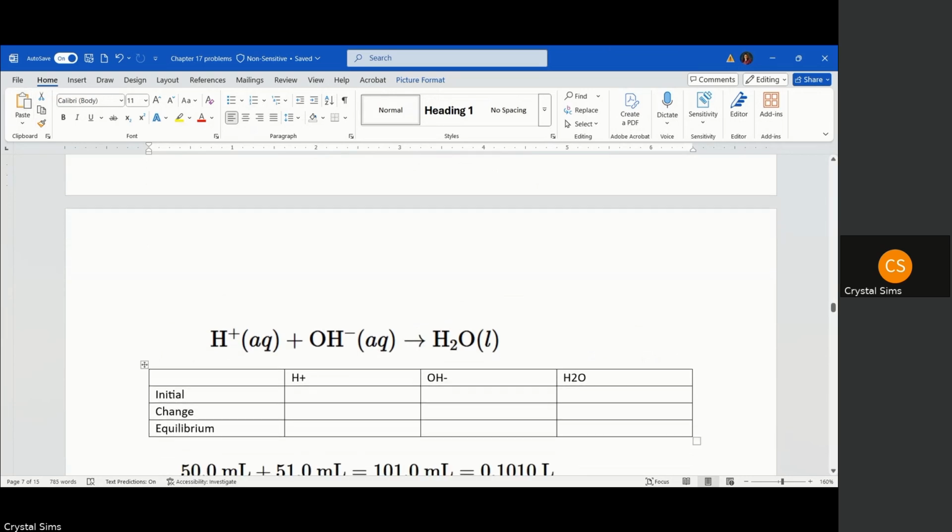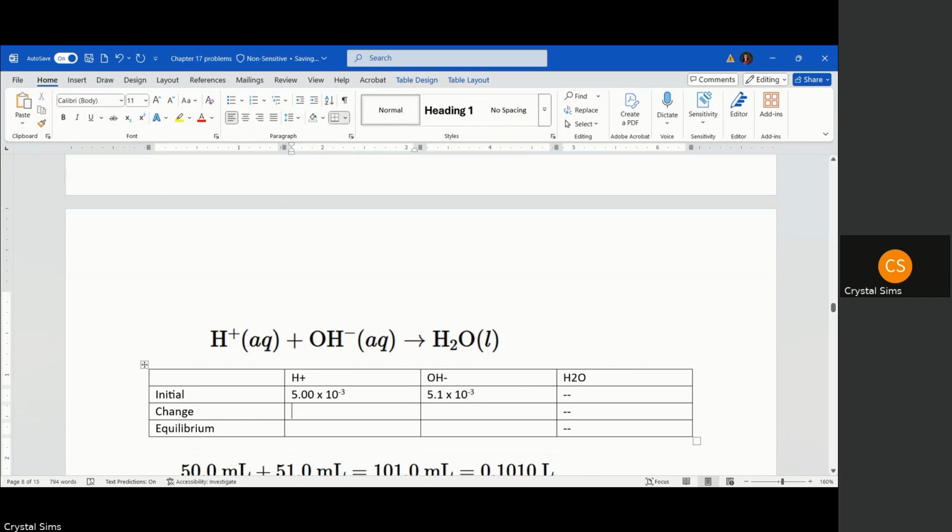We're going to have the same equation, water not having any bearing on that. Our beginning hydrogen ion concentration was 5.0 times 10 to the negative 3. Now this time, since we're adding 51 milliliters, our hydroxide concentration is going to be 5.1 times 10 to the negative 3, because we have more hydroxide than we do hydrogen ions at this point in time. So what becomes our limiting reactant? This time, it's the hydrogen.